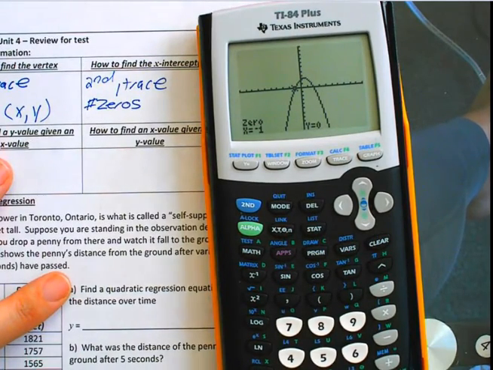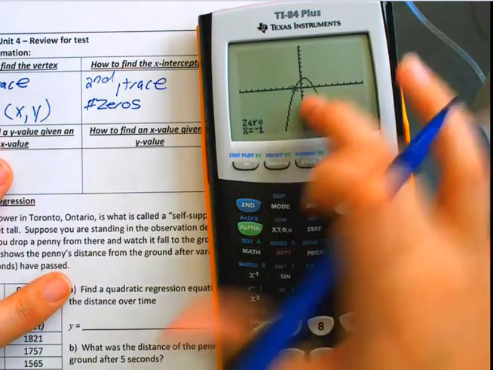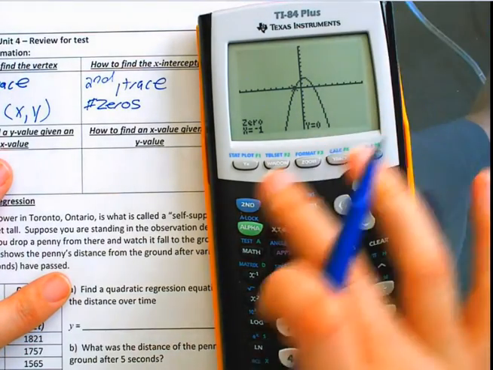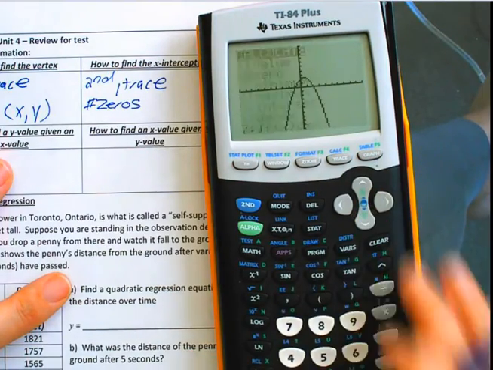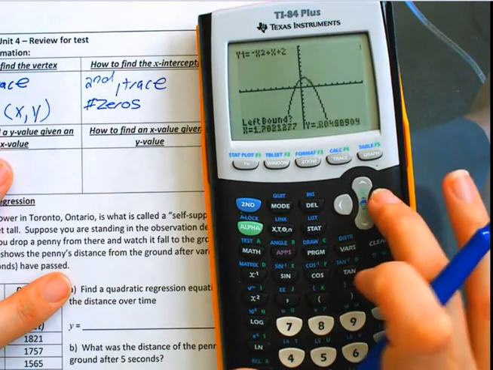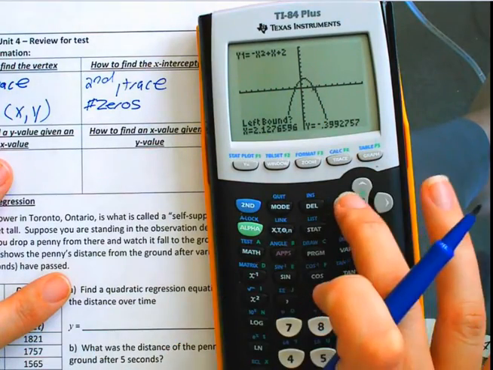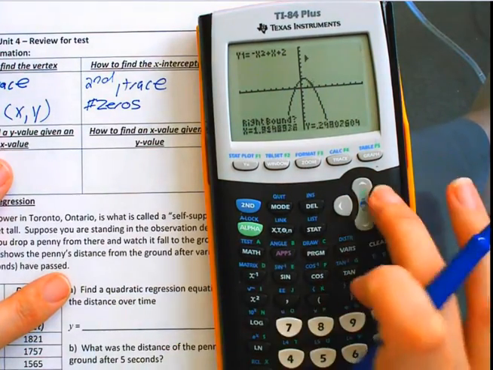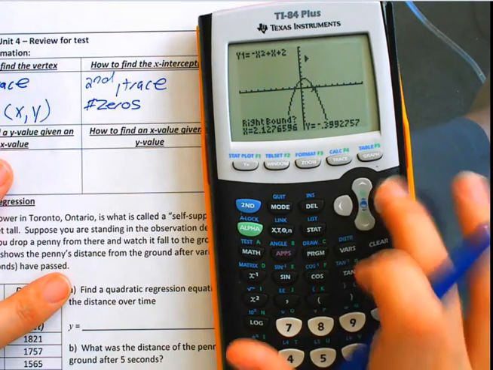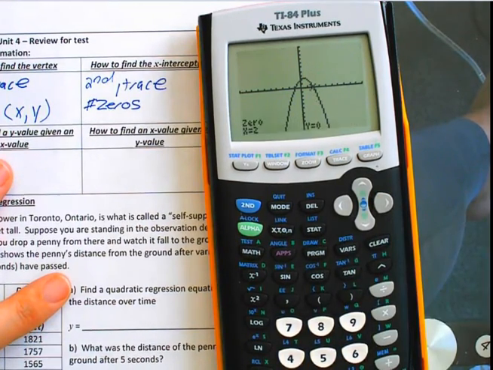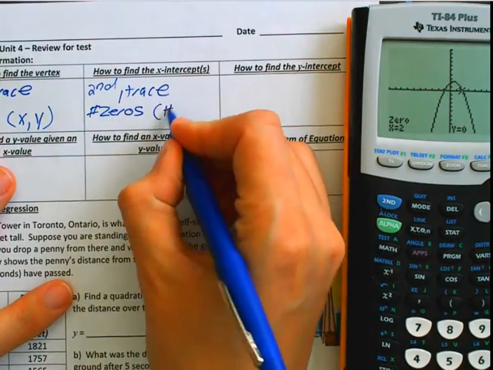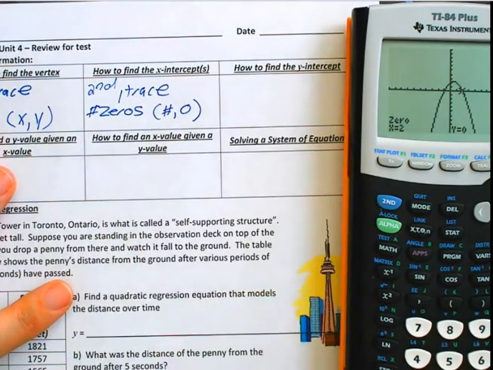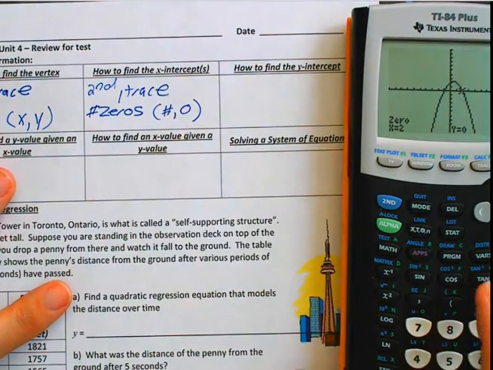And remember, for quadratics, typically you're going to have to do this 2 times. Because I have this other x-intercept over here, I'm going to do the same thing. Second trace, 0, go over here, and then read what it says. I'm going to go left 1, 2, 3, enter, go back to where the x-intercept is, right 1, 2, 3, enter, enter one more time, and that will give you your other 0. And remember, for zeros, you're going to have a number, comma, 0, because the y value is 0.